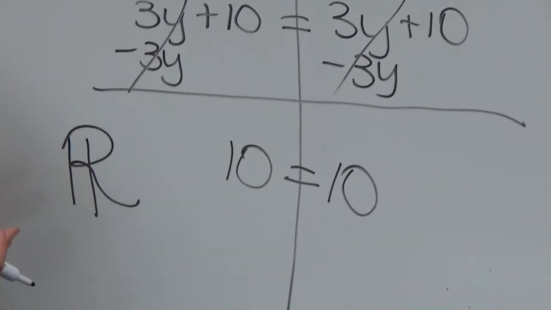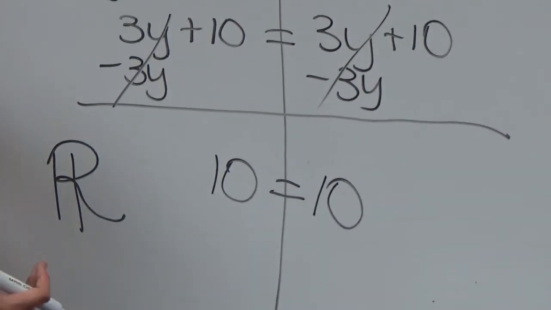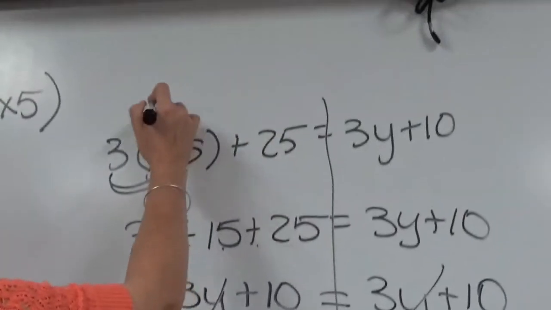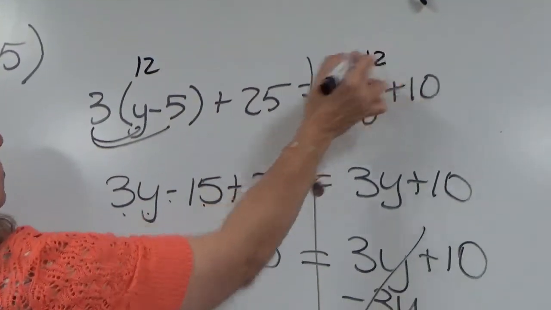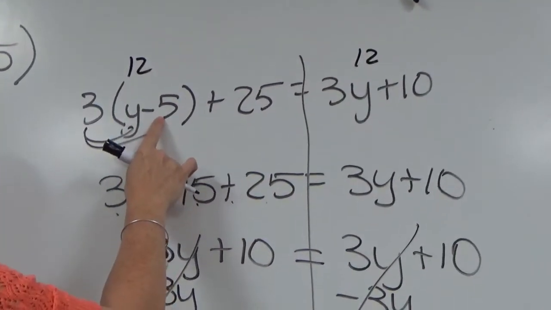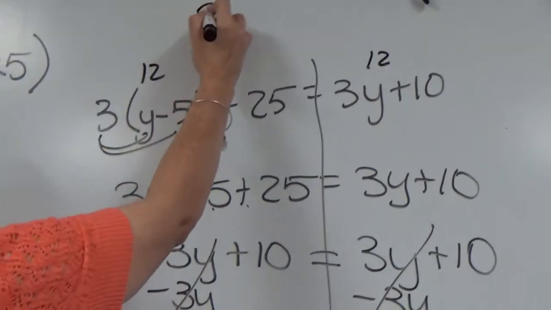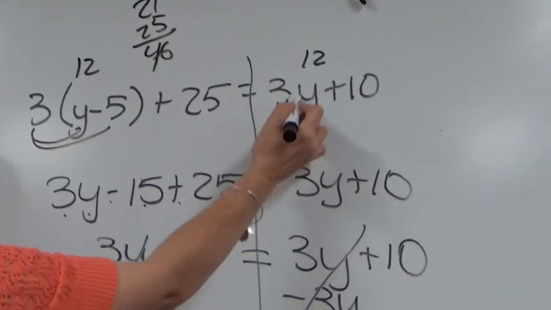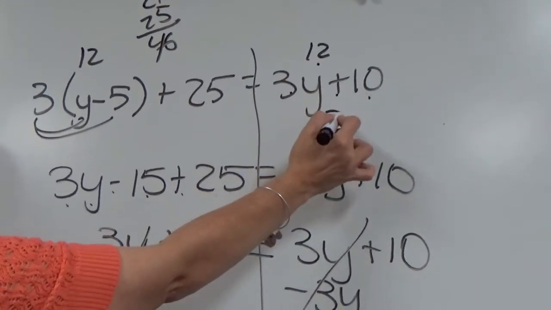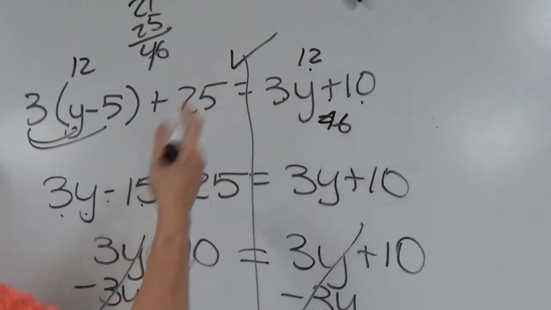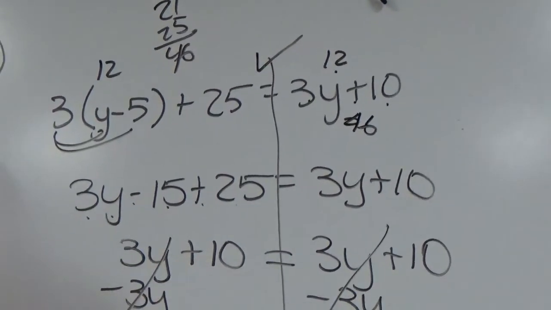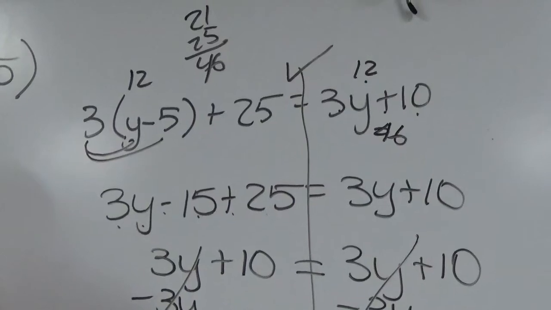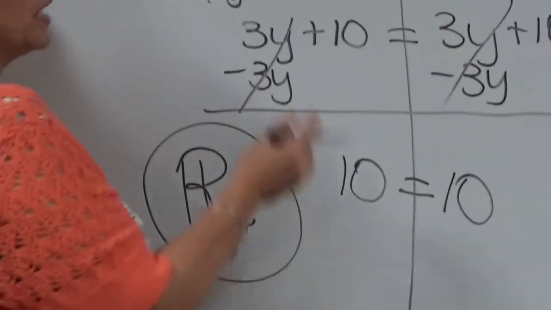Let's just pick a random number. Let's say I plug in 12. Let's see if it's true. 12 minus 5 is 7. 7 times 3 is 21. 21 and 25 is 46. 3 times 12 is 36 plus 10 is 46. So that random number that I picked is true. So I just proved to you that no matter what number I pick, if I picked another one, it would come out the same. The answer is all real numbers.